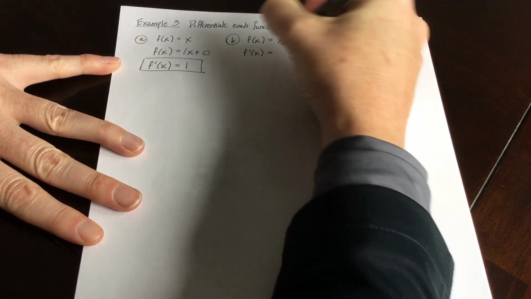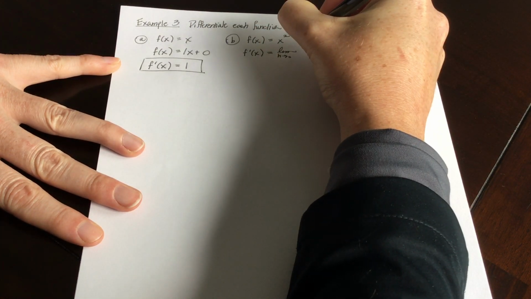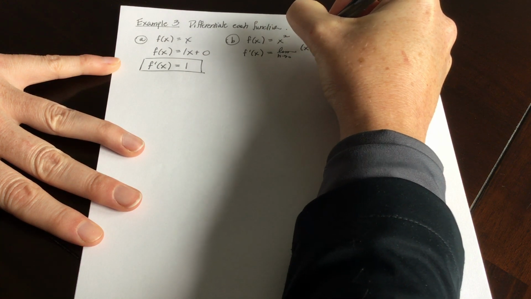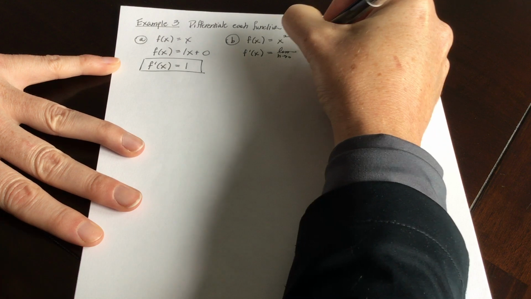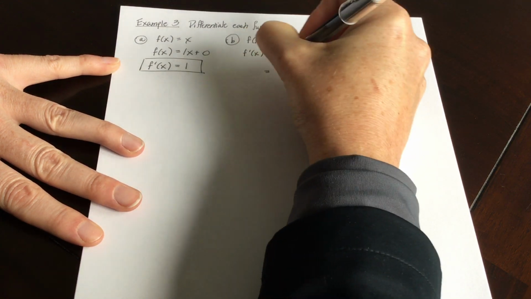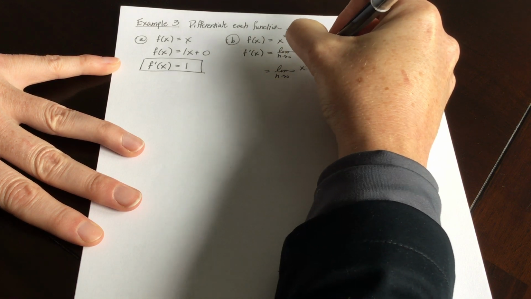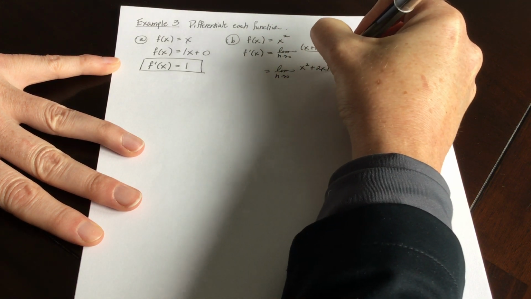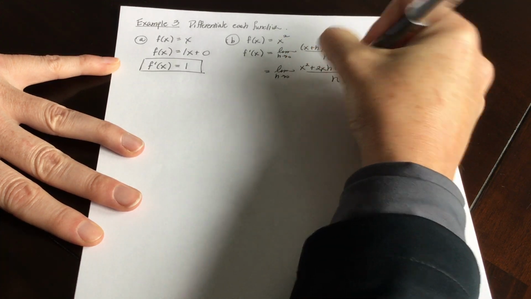And so we'd say f prime of x is the limit as h goes to 0 of f of the quantity x plus h, which would be x plus h squared, minus f of x, which is x squared, all over h. We then have the limit as h goes to 0 of x squared plus 2xh plus h squared minus x squared, all over h.